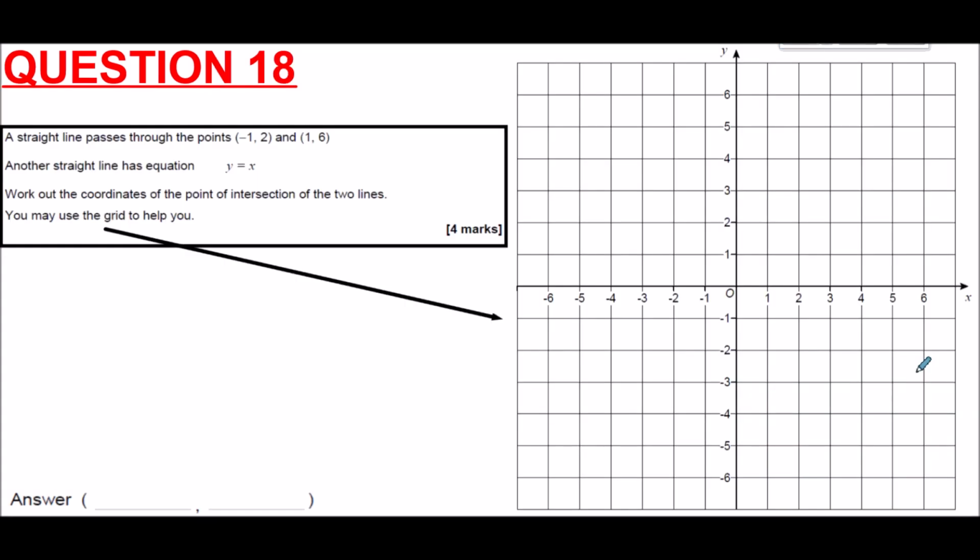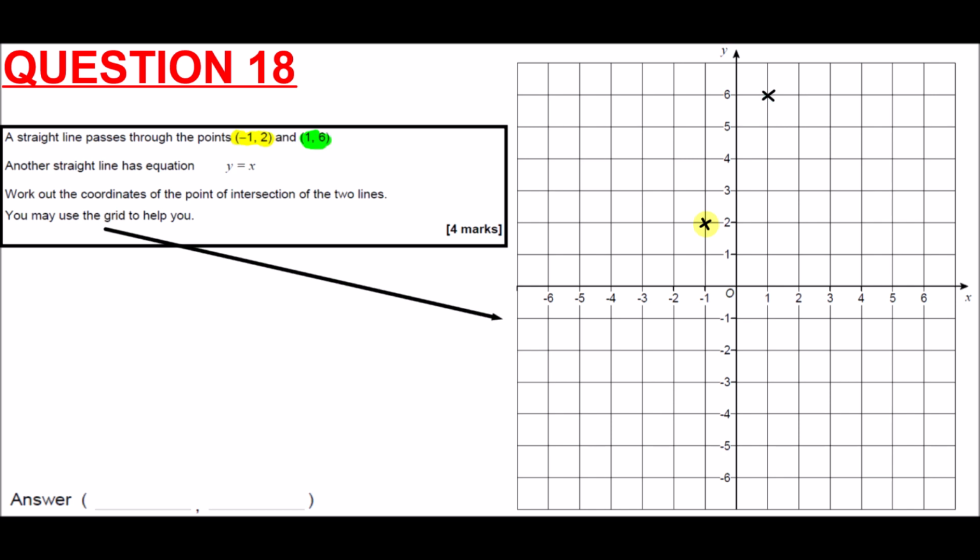Question 18. We have a straight line that we're told passes through the points -1, 2 and 1, 6. So I'm just going to plot these points on the grid. So -1, 2 means 1 to the left and 2 up, which is this point here. And 1, 6 is going to be the point which is 1 along and 6 up. So 1, 6 is going to be this point over here.